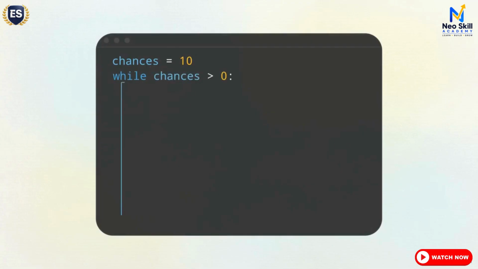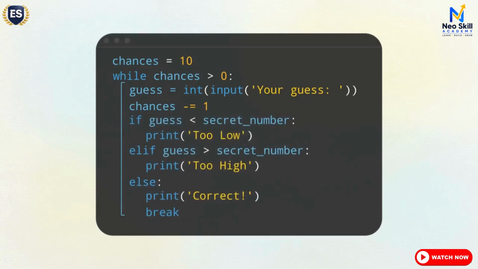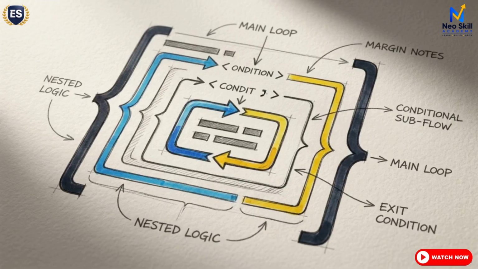We place the player input mechanism inside the loop. This ensures the game asks for a new guess every time the loop rotates. Immediately after the input is received, subtract 1 from the chances variable. Now nest your if, elif, else logic inside that loop. This evaluates the guess and prints the too high or too low hints. Finally, add a break command inside the winning condition. This tells Python to stop the loop immediately if the player guesses correctly before their chances are gone.